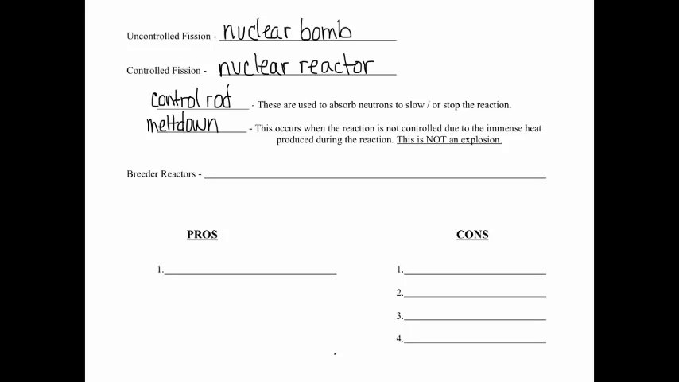Those isotopes that we talked about, uranium-233, uranium-235, and plutonium-239, are actually not very common. They're hard to find. So we have this other type of nuclear reactor we call a breeder reactor, and it kind of makes its own fuel.